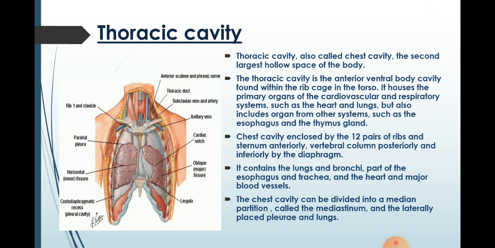Chest cavity is enclosed by the 12 pairs of ribs and sternum anteriorly, vertebral column posteriorly, and inferiorly by the diaphragm. It contains the lungs and bronchi, part of the esophagus and trachea, and the heart and major blood vessels. The chest cavity can be divided into a middle partition called the mediastinum and the laterally placed pleura and lungs.